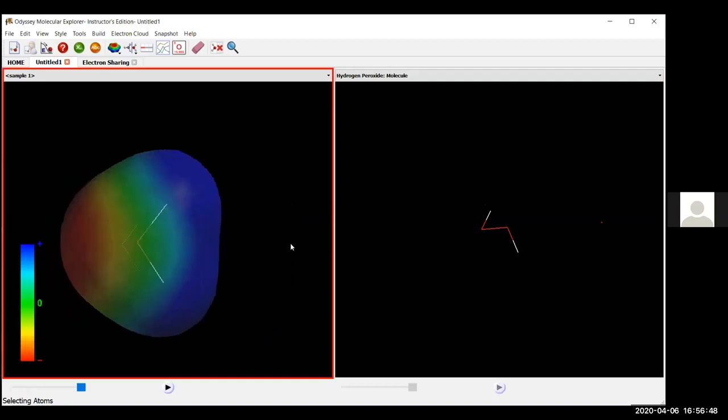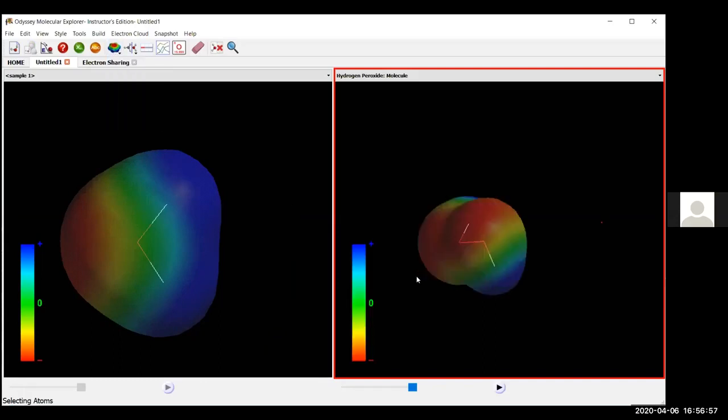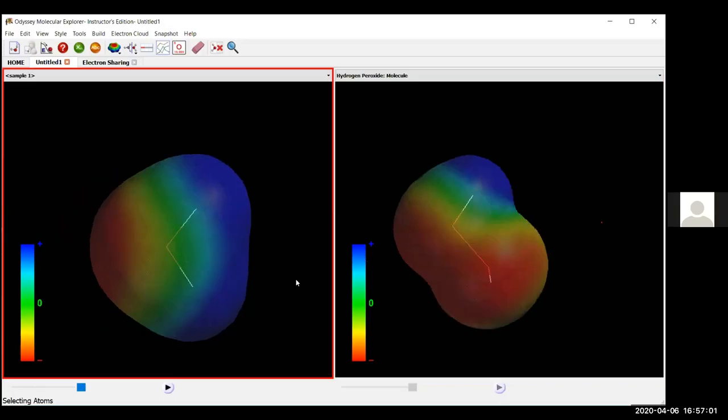Now here on the left side is my water molecule that I built from scratch. It's one mouse click. And here on the right side is my hydrogen peroxide. This is just an arbitrary example to show you the functionality, so you can do your comparison. You could do primary alcohols and secondary alcohols or whatever, ammonia and water and so on.